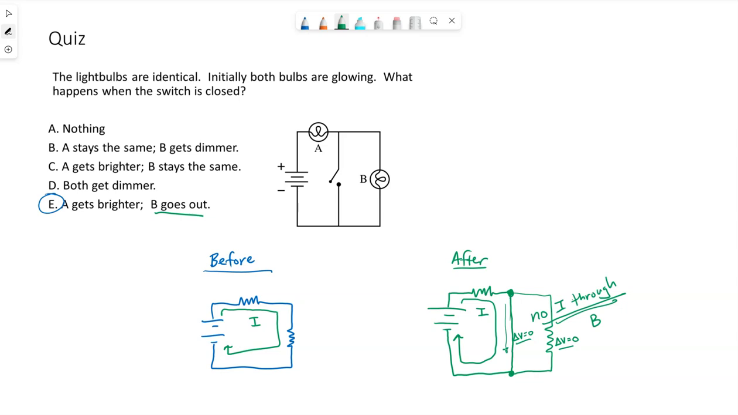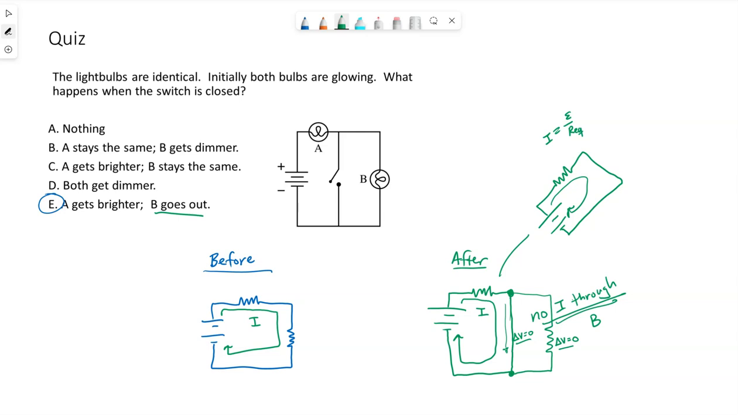Now, why does A get brighter? A gets brighter because we essentially just have A connected to a battery. So the current that flows supplies light bulb A with the entire battery voltage. Or we can think of that as the battery voltage is spread amongst a smaller equivalent resistance.